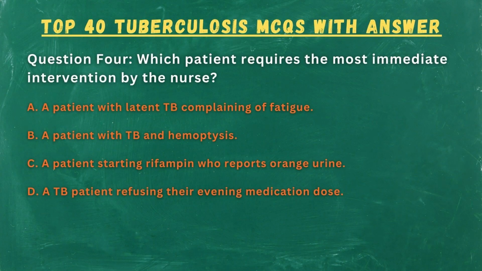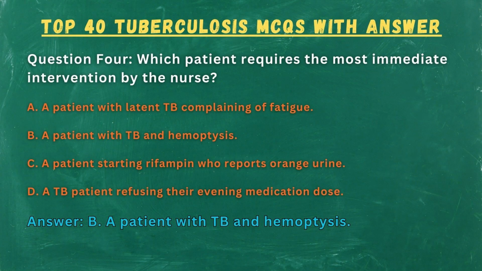Question 4. Which patient requires the most immediate intervention by the nurse? A. A patient with latent TB complaining of fatigue. B. A patient with TB and hemoptysis. C. A patient starting rifampin who reports orange urine. D. A TB patient refusing their evening medication dose. Answer. B. A patient with TB and hemoptysis.